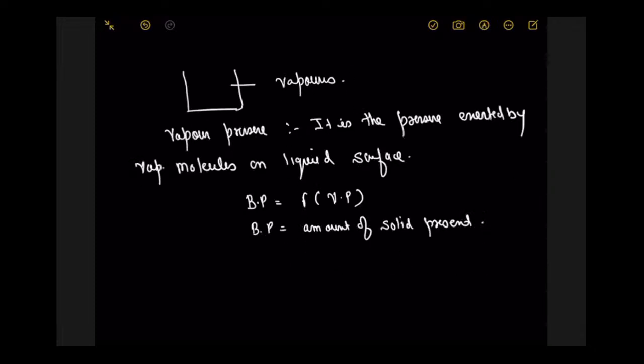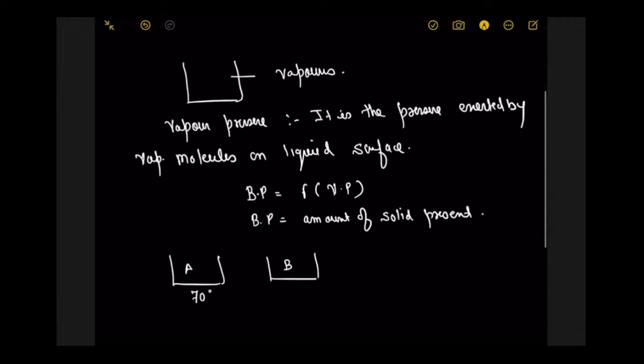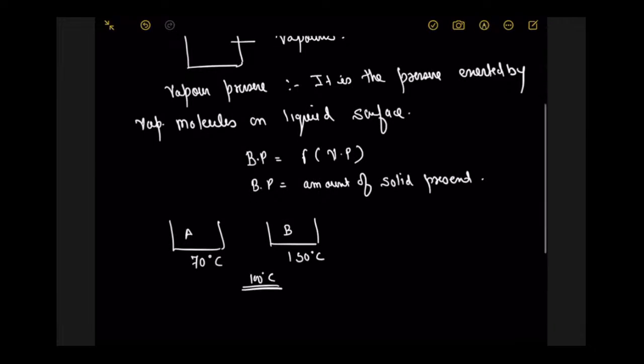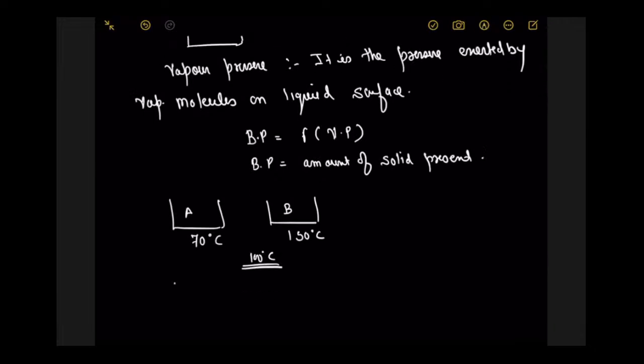So if I compare two components A and B, suppose the boiling points are 70 degrees centigrade and 150 degrees centigrade, and the system is at 100 degrees centigrade, with heat being supplied. What will happen? For the 70 degrees centigrade component, more vapors will be formed because it is more volatile. It means the boiling point will be reached early. So we can say that boiling point decreases if vapor pressure is more.